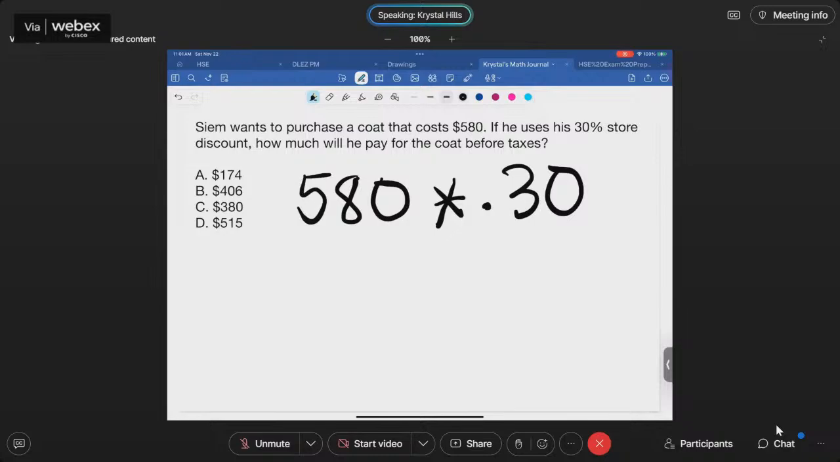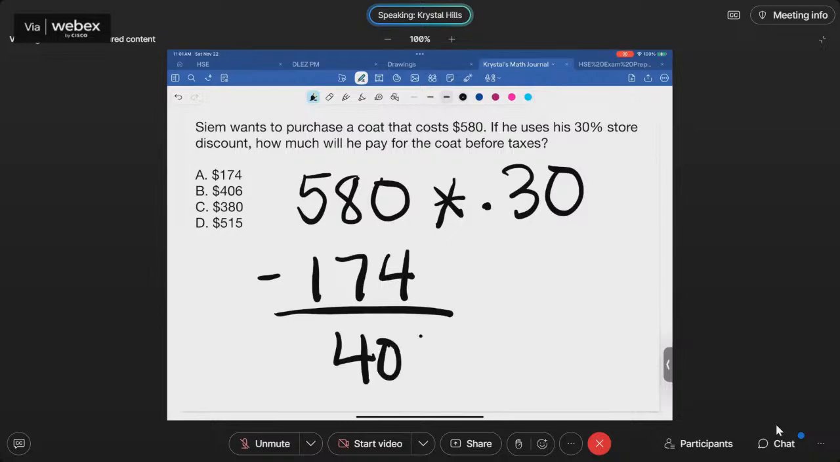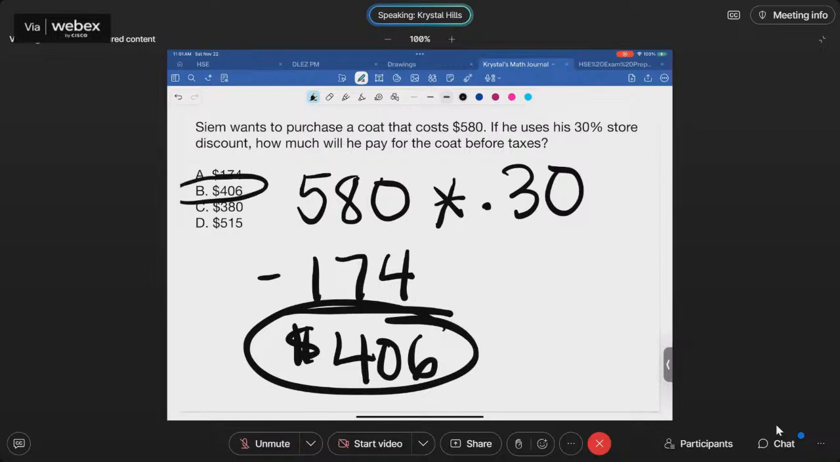So if we do 580 times 0.3, we get 174. But because it's a percentage off, we must subtract 580 minus 174, and we get 406. And this is how much CM is going to pay for his coat before taxes.